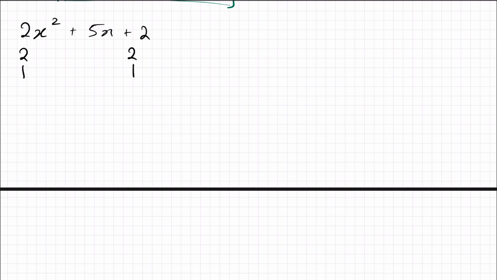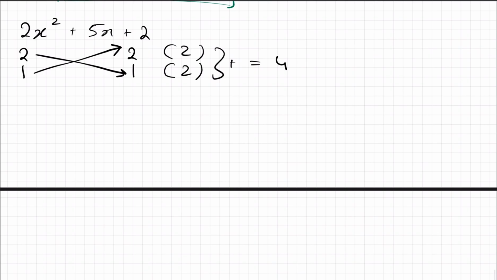Now we do the cross check again. So cross that, multiply. So we get 2, 2. And when you sum those, you get 4, which isn't 5. So this is an invalid cross. Now, remember, order actually matters as well. So since we're crossing, we can switch the order and it might give us a different term.